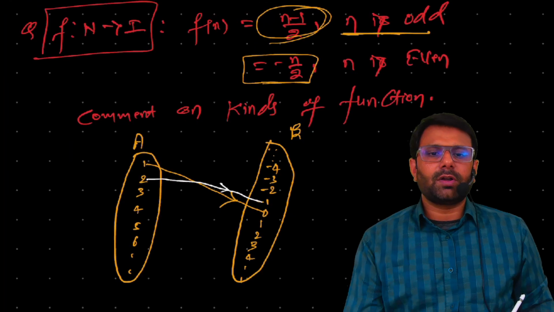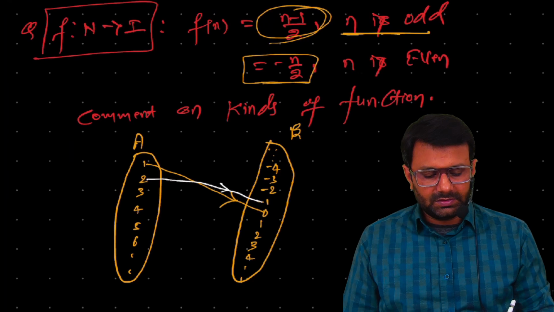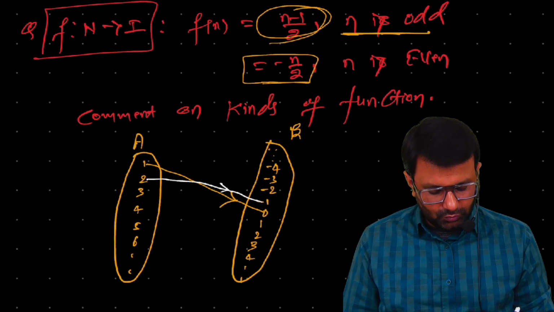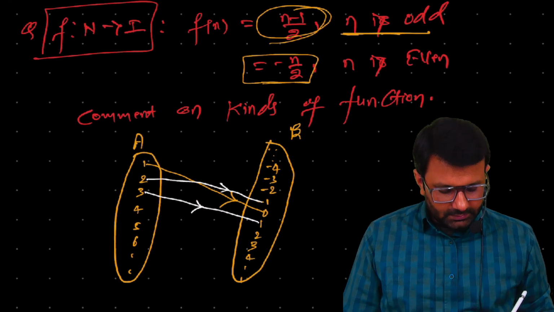Minus 1. Now I am taking 3. So 3 is even or odd? Odd. Odd means (n minus 1) divided by 2. So 3 minus 1 is 2, divided by 2 is 1. So 3 will connect with 1.